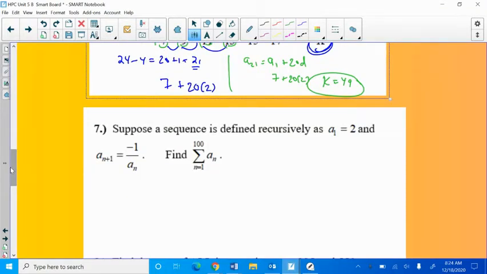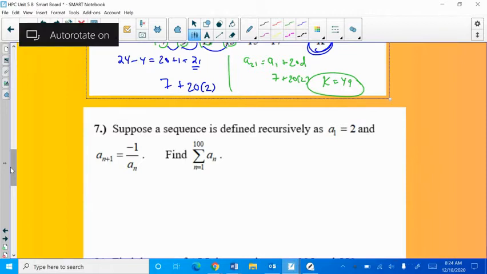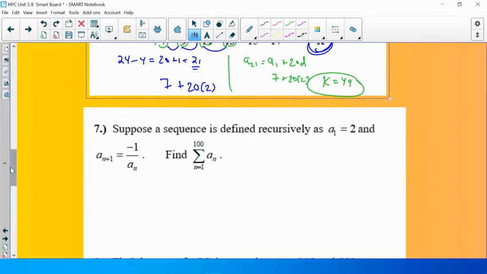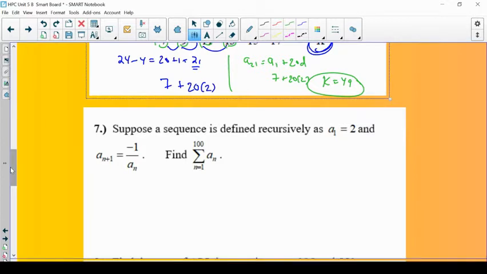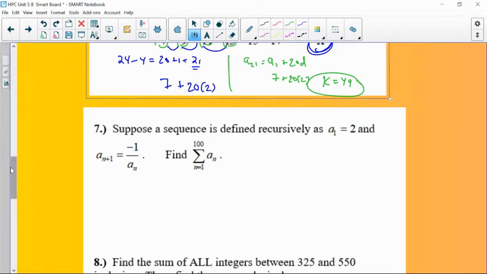Okay, so I want to look at a few more examples in the homework. I think I titled this video Arithmetic Sequences, but I know some of them are going to also talk about recursion, or things that are defined recursively, like number 7. Recursive just means you have to rewrite them each and every time.